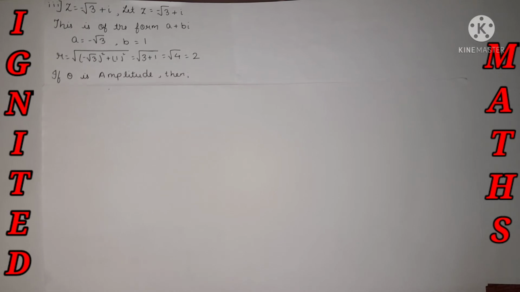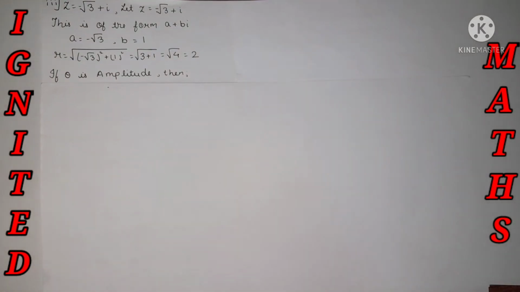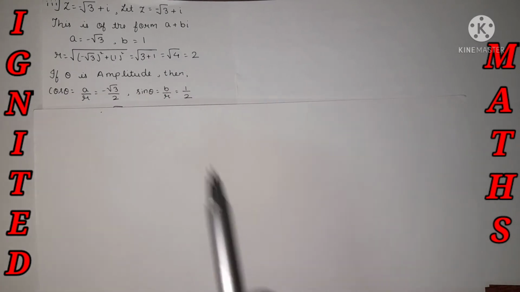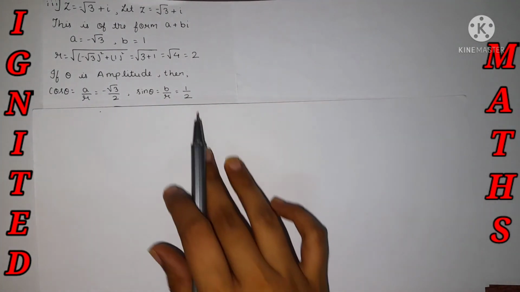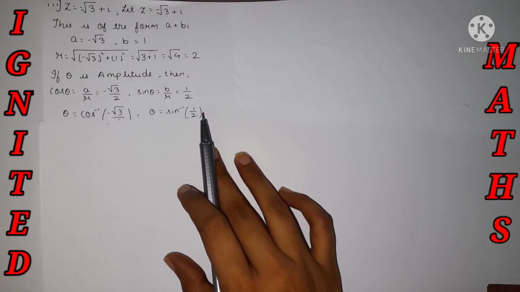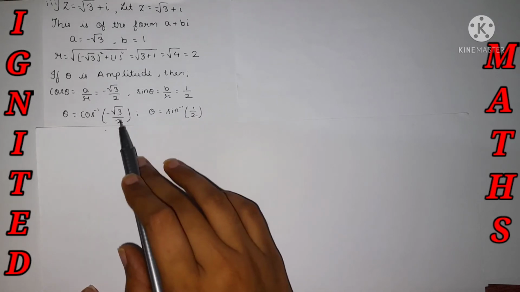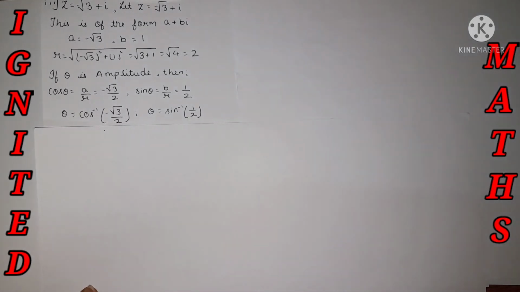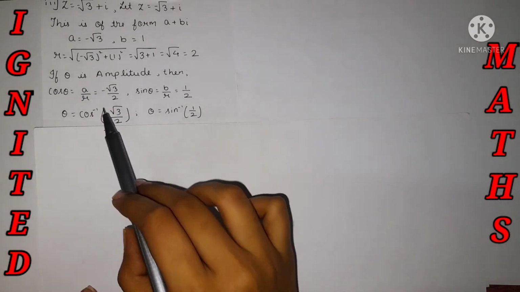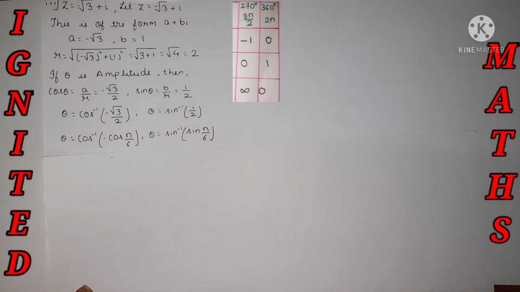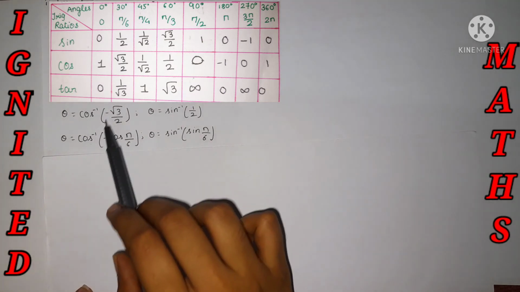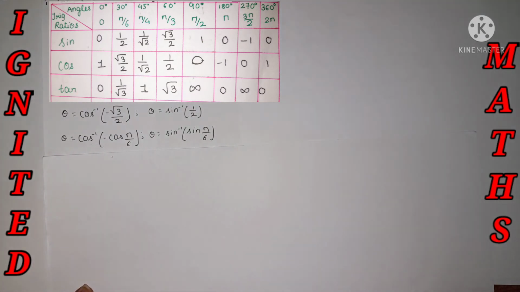Let's take theta as the amplitude. If theta is the amplitude, then cos theta is equal to a by r and sin theta is equal to b by r. Just put the values. We have the values of a and r, so theta is equal to cos inverse of minus root 3 by 2 and theta is equal to sin inverse of 1 by 2. Root 3 by 2, 1 by 2 is nothing but cos pi by 6, sin pi by 6, and the minus I have denoted as it is. No changes over here.